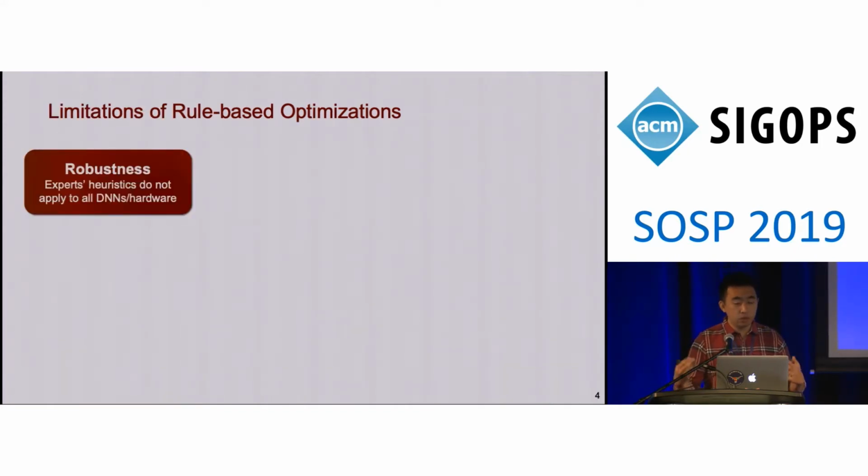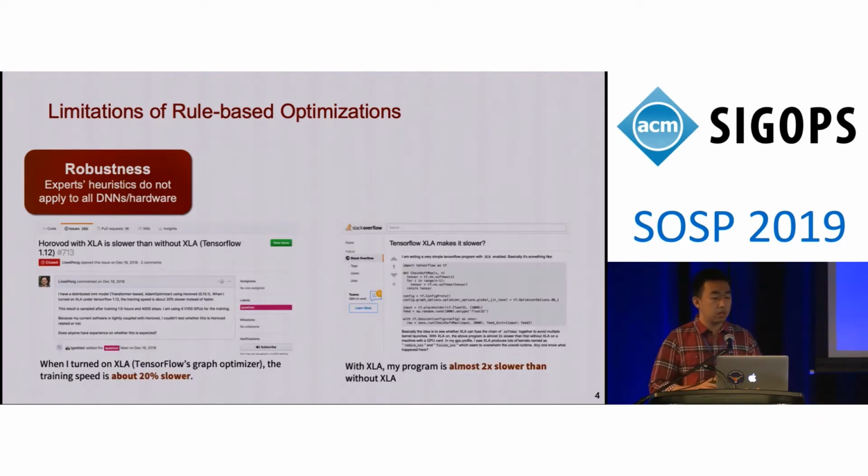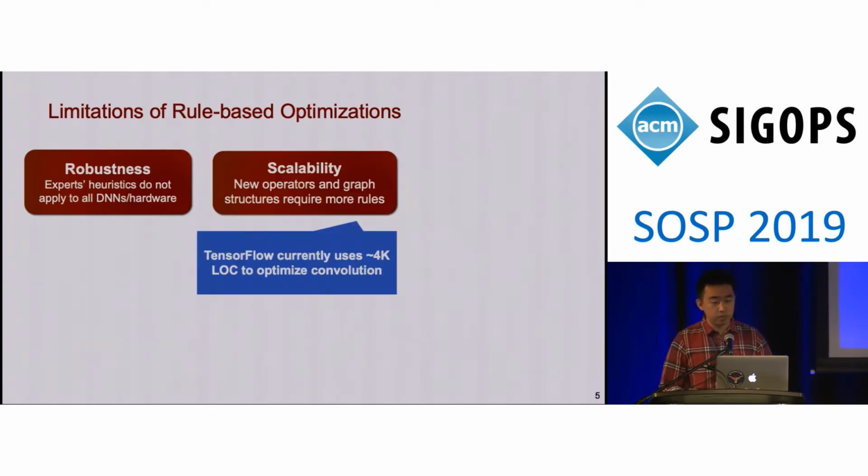We think there are a few limitations with existing rule-based optimizations. First is robustness, because these rules are designed based on domain experts' heuristics on common models and hardware. We found that they do not necessarily generalize to all model and hardware combinations. As a result, you can find people on GitHub or Stack Overflow complaining that if they turn on TensorFlow's graph optimizer, their performance is slower instead of faster.